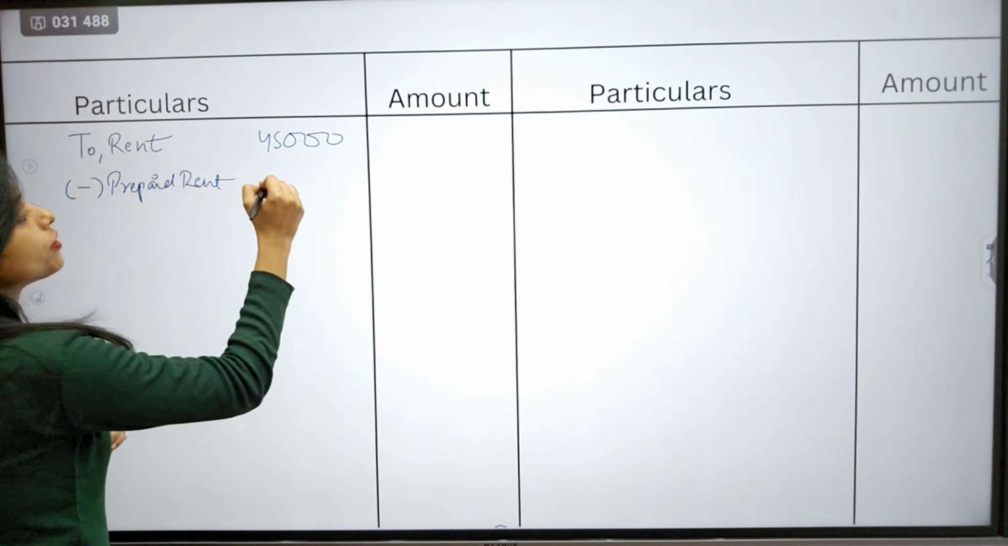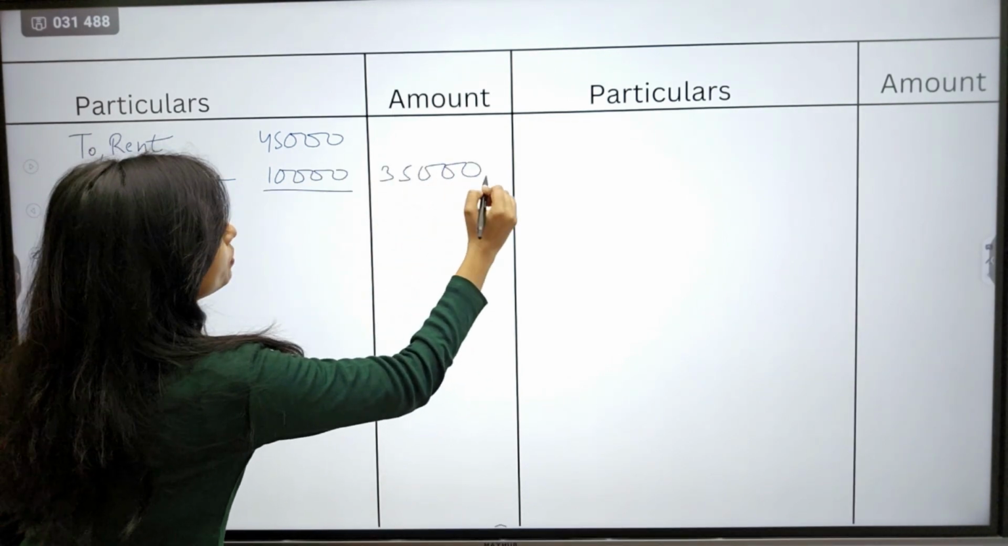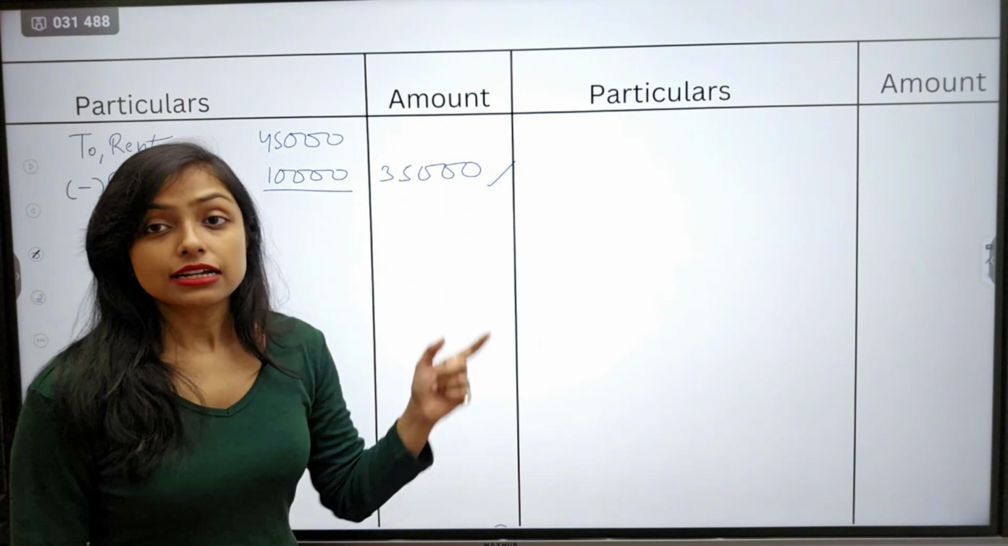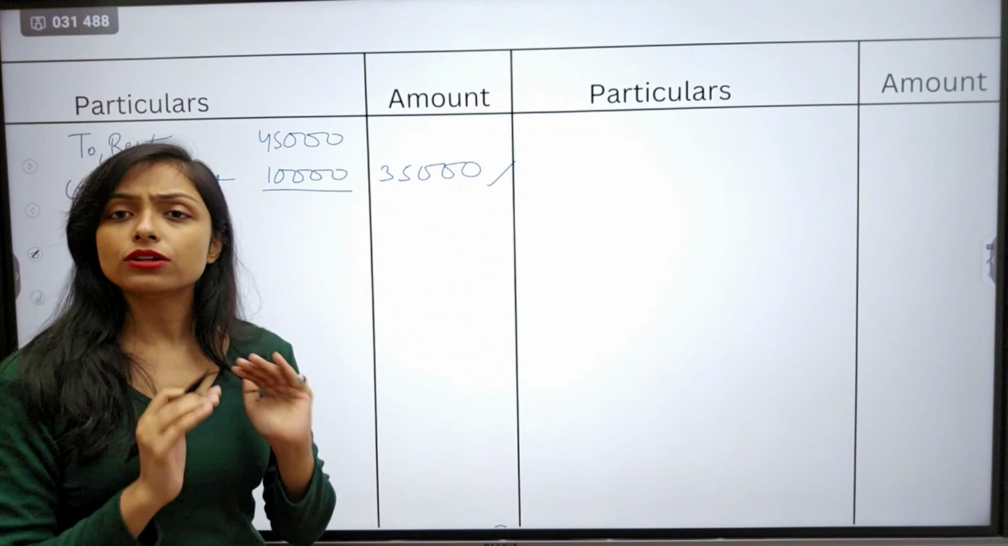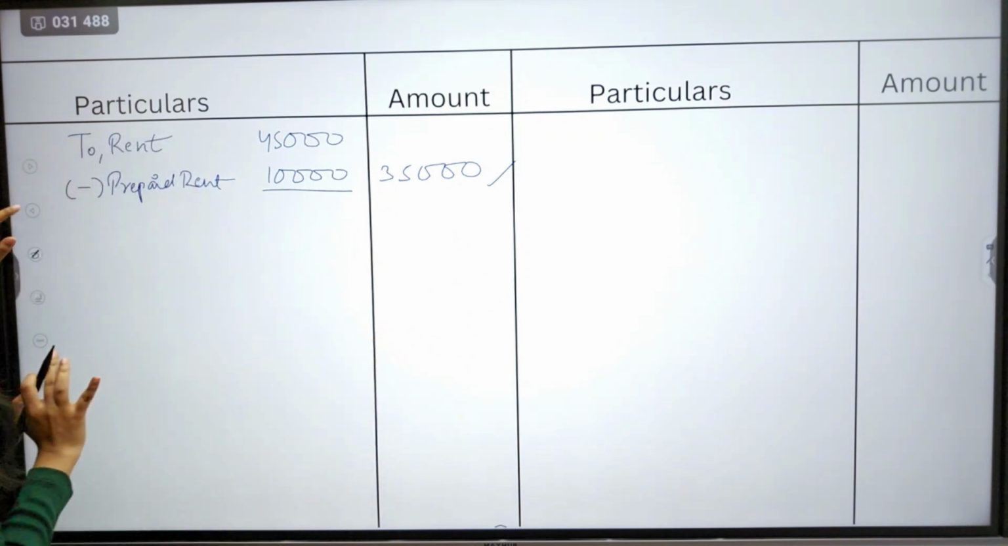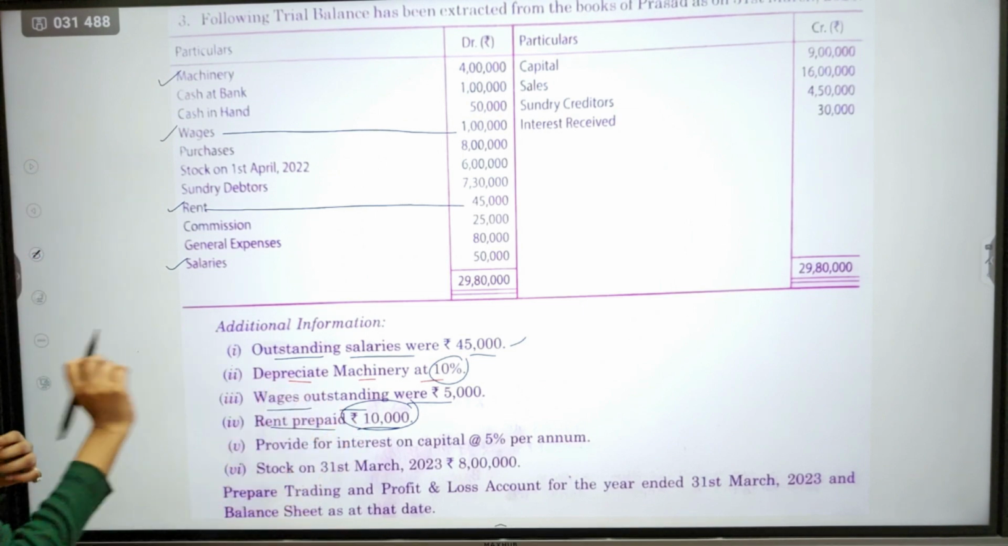I will just reduce 10,000 rupees from here and I'll write the legit amount that should have been written in the profit and loss account. That is the 35,000 rupees. Only this much service I have taken in this year. Only this much I will write. Okay? According to the accrual concept again. Okay. So we have adjusted this at one place.